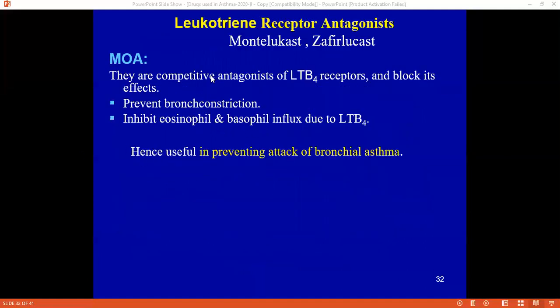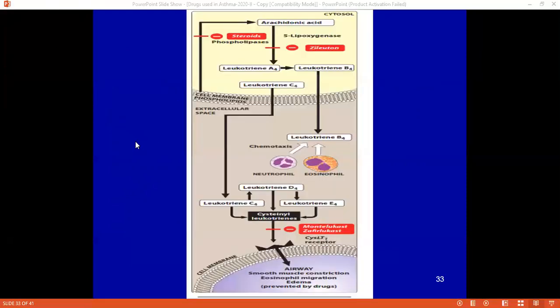Leukotriene receptor antagonists like montelukast and zafirlukast are competitive antagonists of the cysteinyl leukotriene receptors and block their effect. They prevent the bronchoconstriction, they inhibit the eosinophil basophil influx, and hence they are preventing the attack of bronchial asthma. In this way, we can use these drugs in prophylaxis of bronchial asthma, right? Next, you can see from the figure how they are formed. Zileuton inhibits the production of all the leukotrienes, and montelukast and zafirlukast bind to the receptor and are receptor antagonists at the site of airway smooth muscle cells.